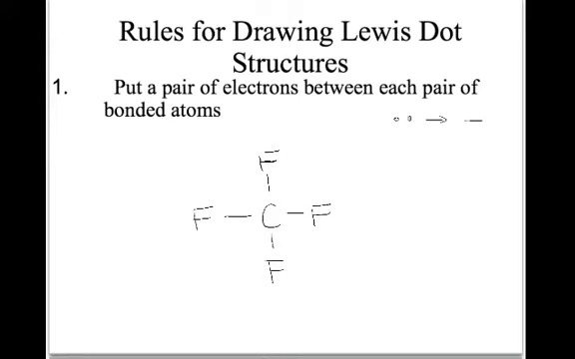So if we look at this structure, the carbon in the center has 8 valence electrons, and that's because each pair is made up of 2 electrons. So the carbon has 2 from this pair, another 2 from this pair, which is 4 total, another 2 from this pair, which is 6 total, and another 2 from this pair, which is 8 total. So the carbon is stable because it has 8 valence electrons.